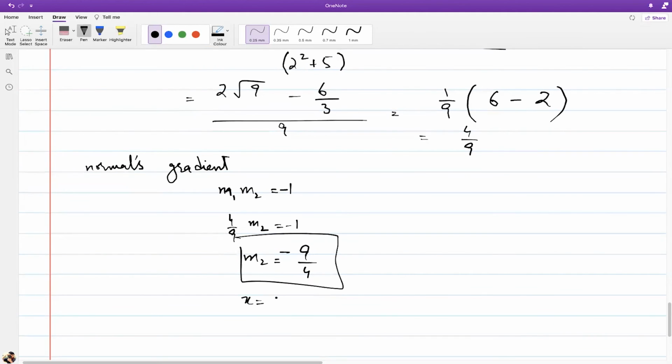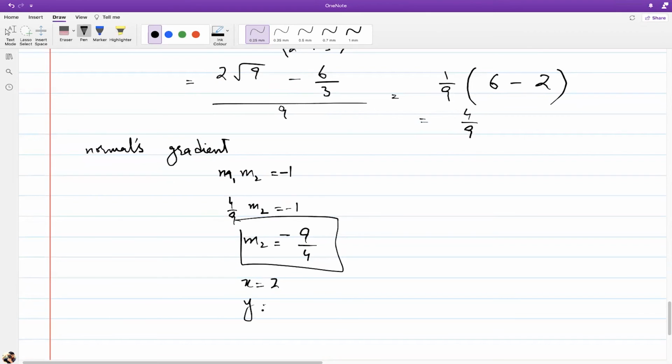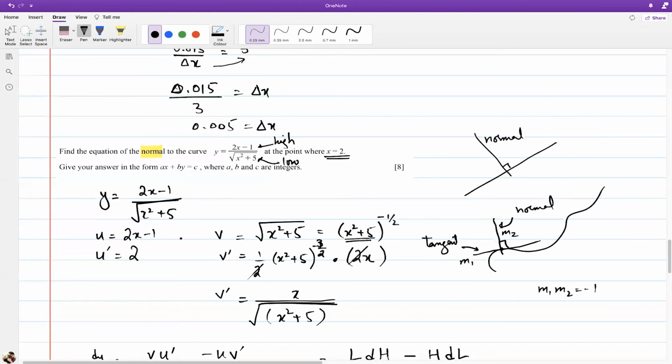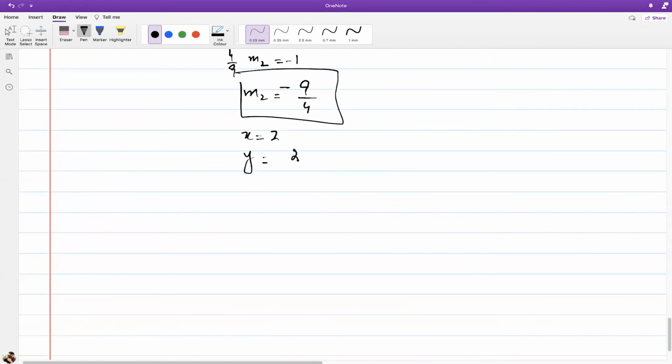आपको x की वैल्यू भी पता है, आपको y नहीं पता है. तो y निकाल लेते हैं. y के लिए फंक्शन है हमारे पास (2x minus 1) over square root of (x squared plus 5). So we'll just plug in x equals to 2. So 4 minus 1 is 3 over 3, that is 1. So आपके पास एक पॉइंट आ गया है (2, 1) और आपके पास ग्रेडियंट आ गया है -9/4.